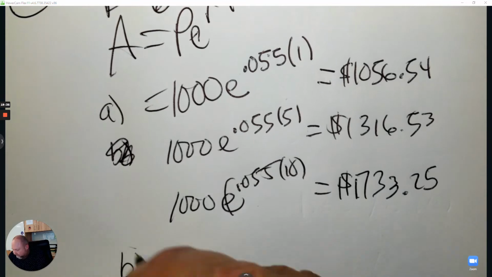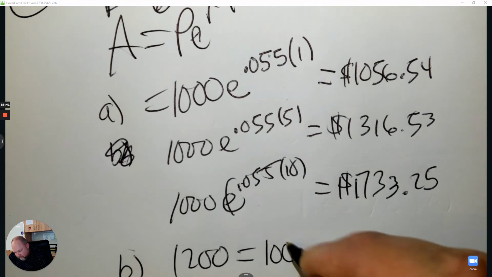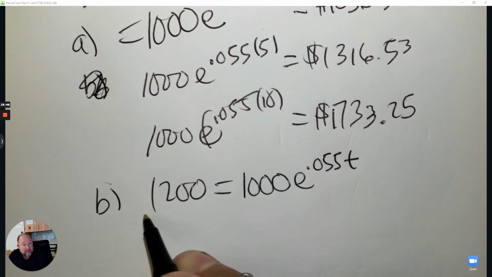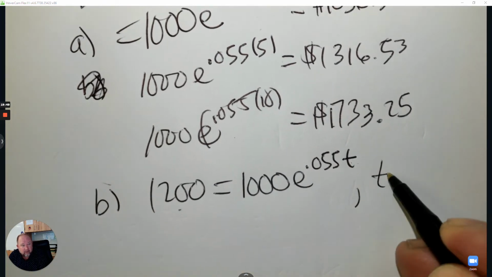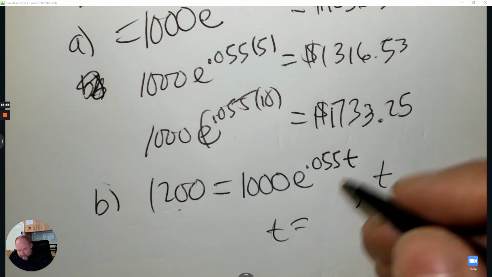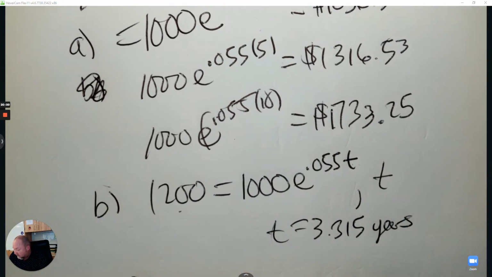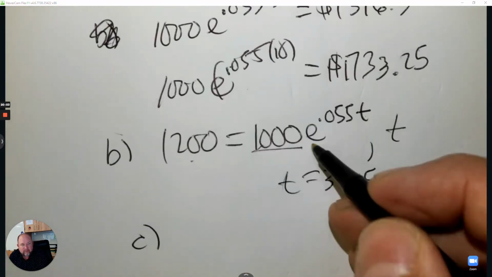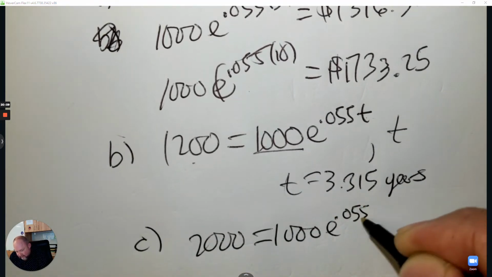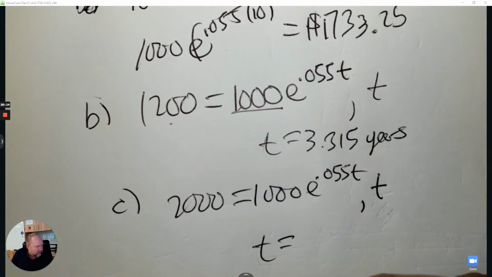All right, part B. What time would it take for it to be worth $1,200? So there's your equation. Make it equal to 1,200. Solve for t. Use your calculator. Go comma t. And t would be equal to 3.315. For part C, the time it would take to double in value. So for this to be doubled, it would be 2,000. And again, use your calculator. Go comma t when you solve it. And then time there would equal 12.603 years.